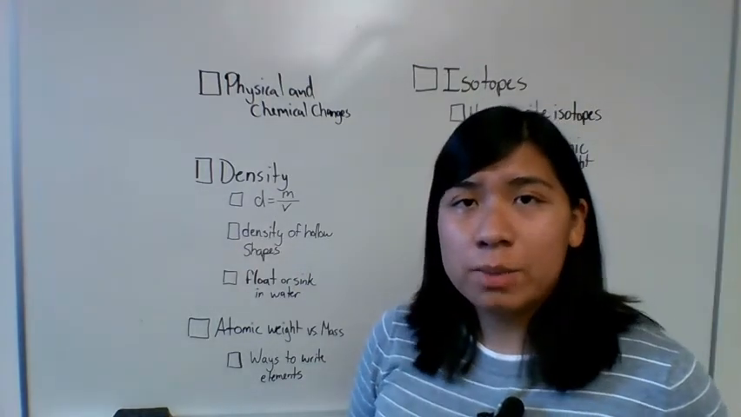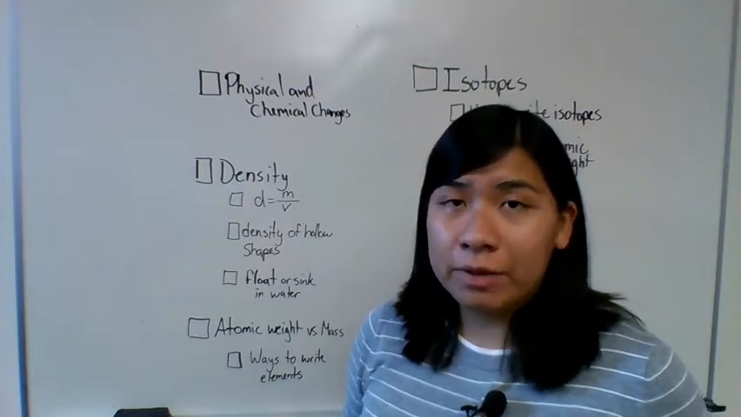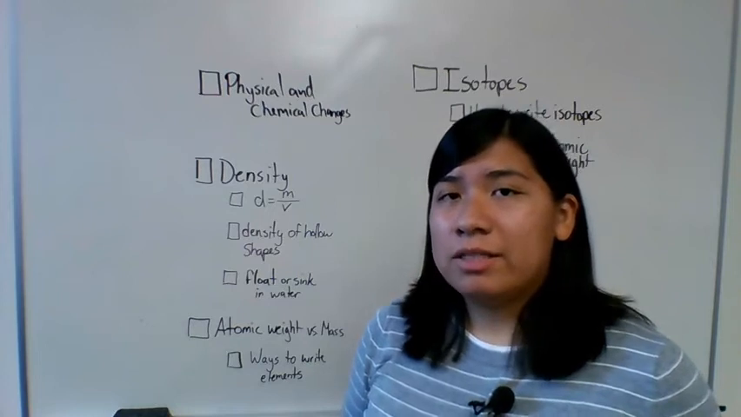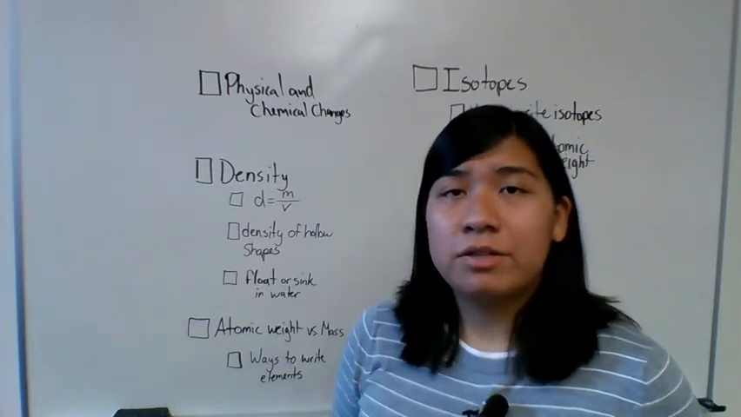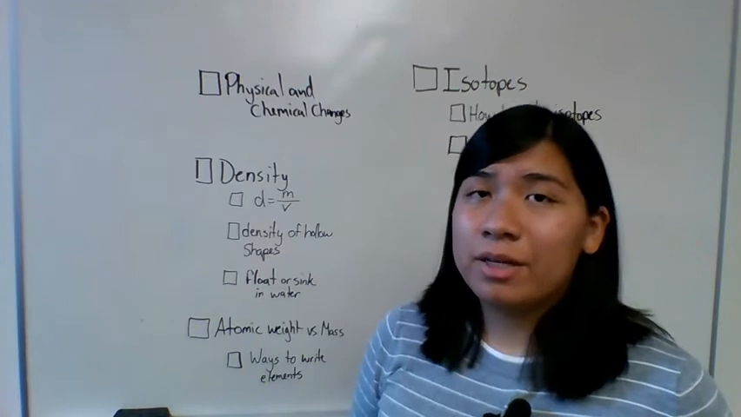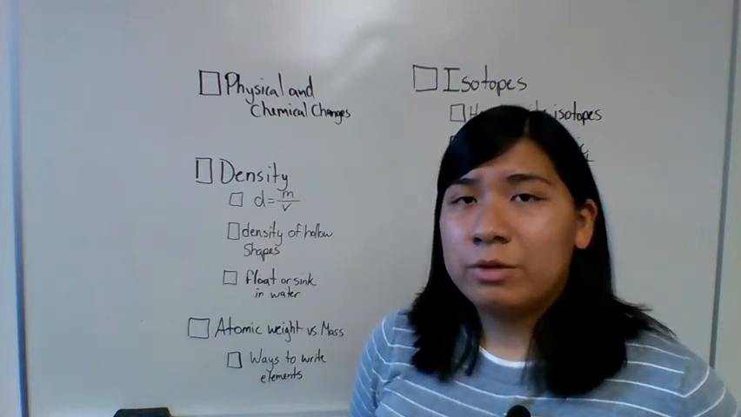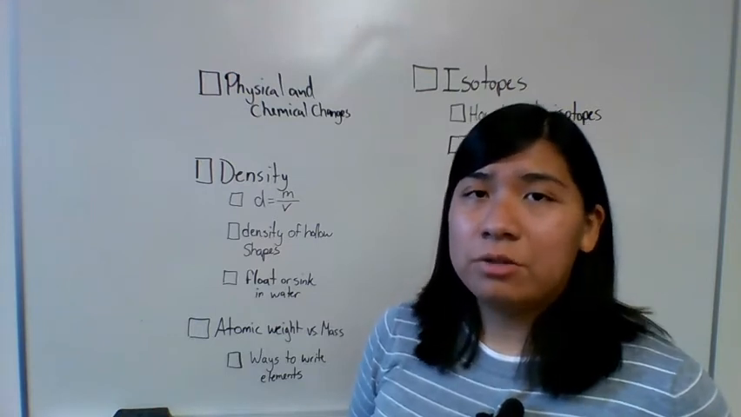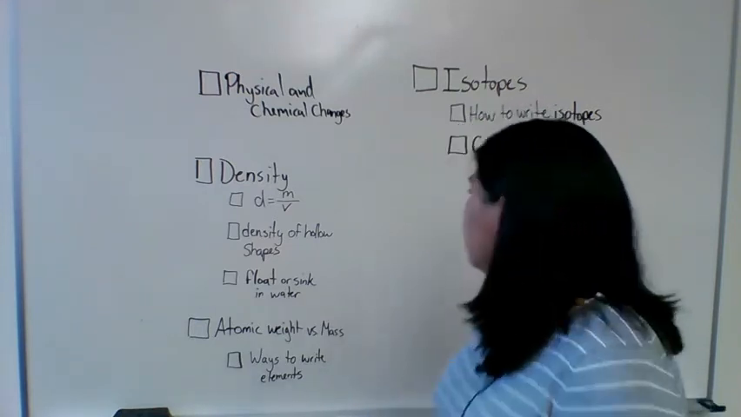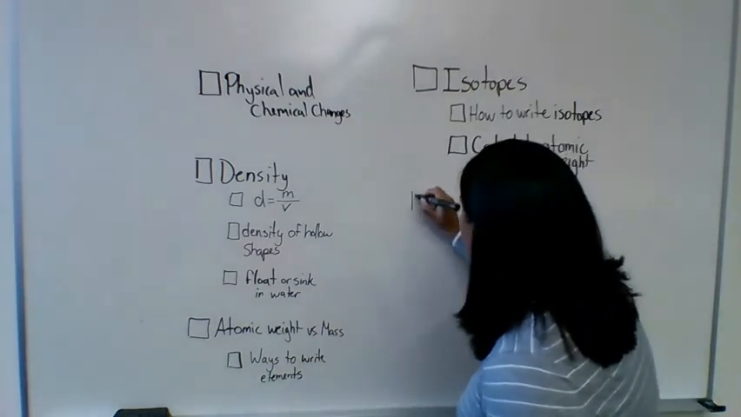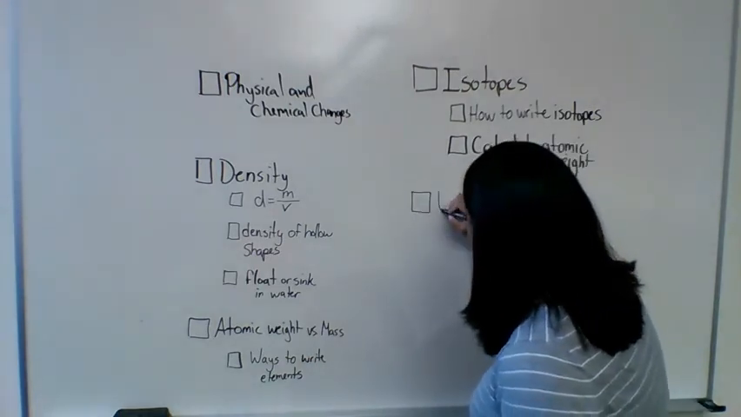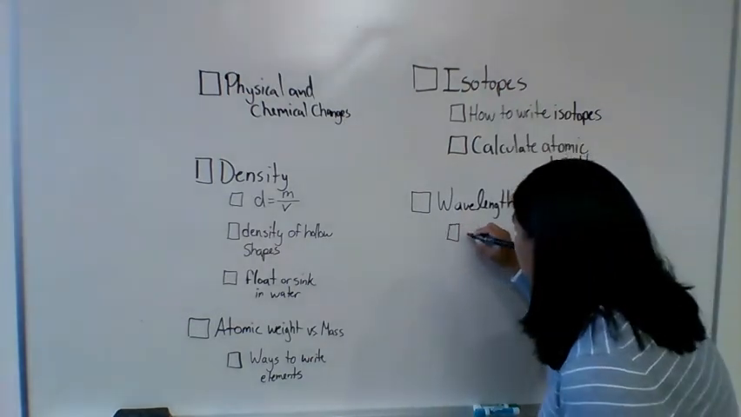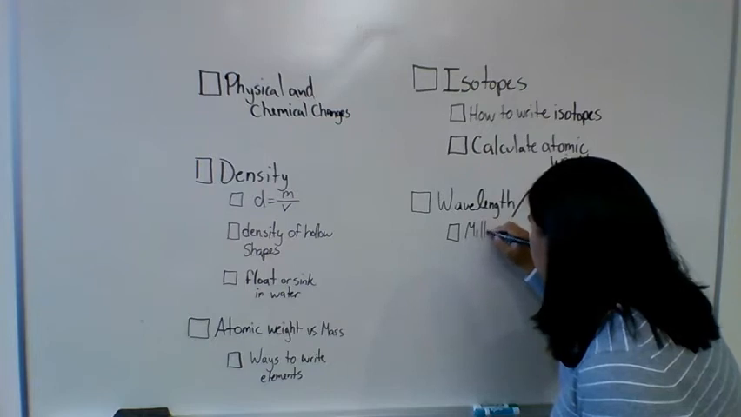After we covered isotopes, then we went into a reading which you did asynchronously, and that was about Rutherford's and Millikan's experiments. You are required to know those. And after that, we went into seeing the relationship between frequency and wavelength. And during class, we saw how to read a wavelength graph. So I'm going to go ahead and put that here. I'm going to put wavelength and frequency. I'm going to put Millikan's and Rutherford's experiments.